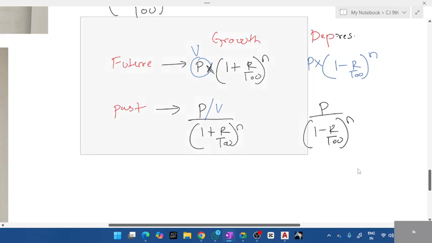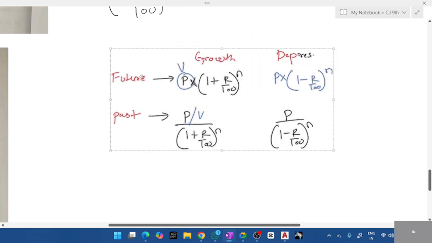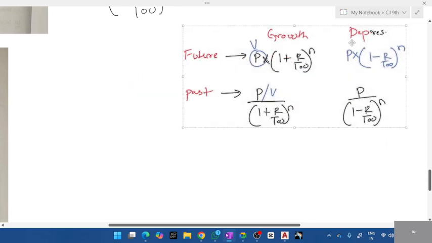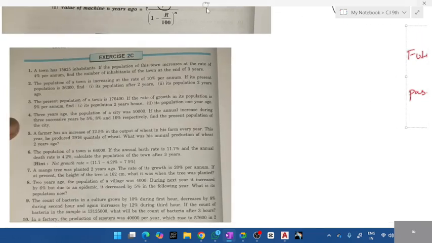Okay, look at the first question. Remember, just figure out these two words, whether it is growth or future, growth, future, or past. Look at the first question, all of you. What is given? I just want you to give me two values. What kind of calculation is asked? Future or past tense? Read the question. How future?